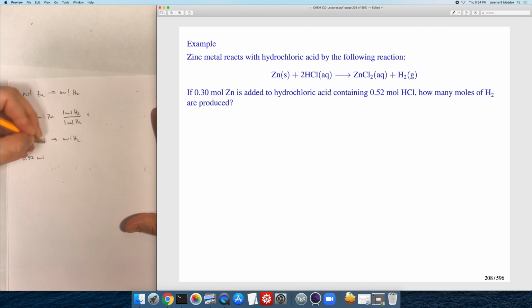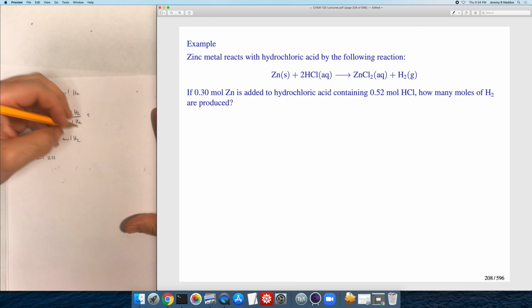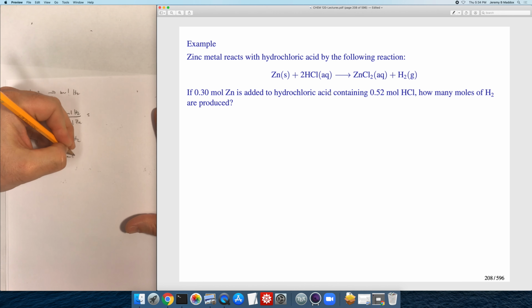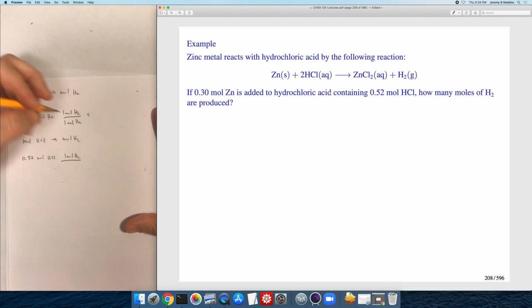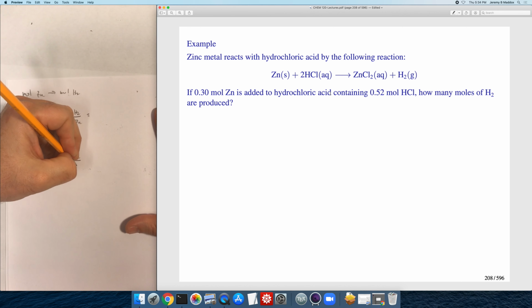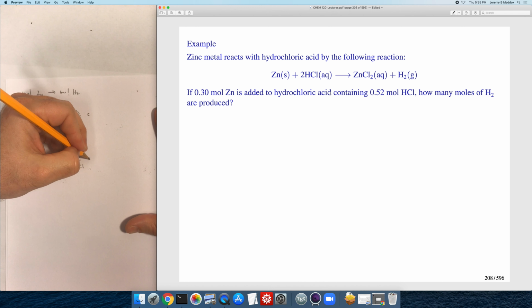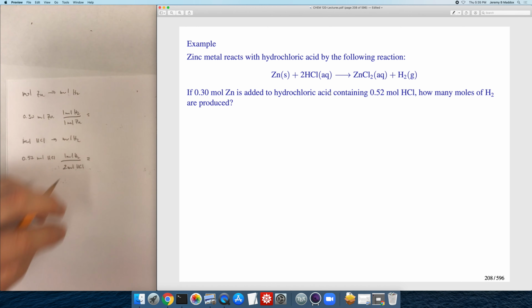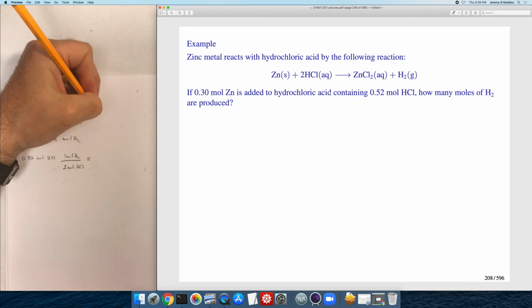0.52 moles of HCl. Here the stoichiometric ratio is 2-to-1. So it's going to be 1 mole of H2 produced for every 2 moles of HCl that react. And that's going to give us another number. So let's calculate those numbers. Well, this is an easy one.